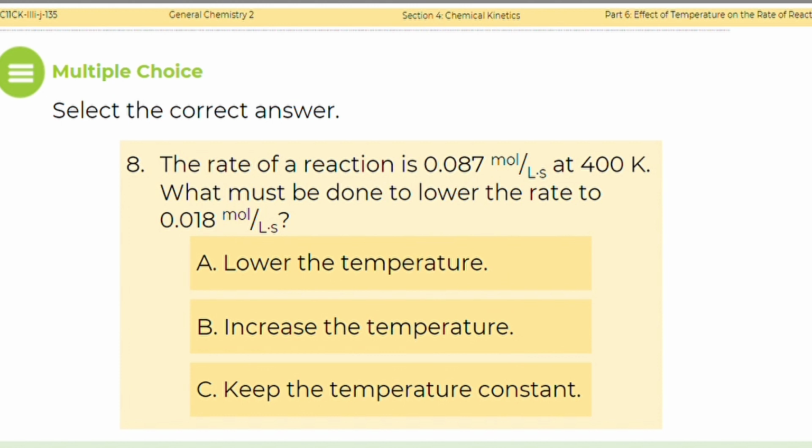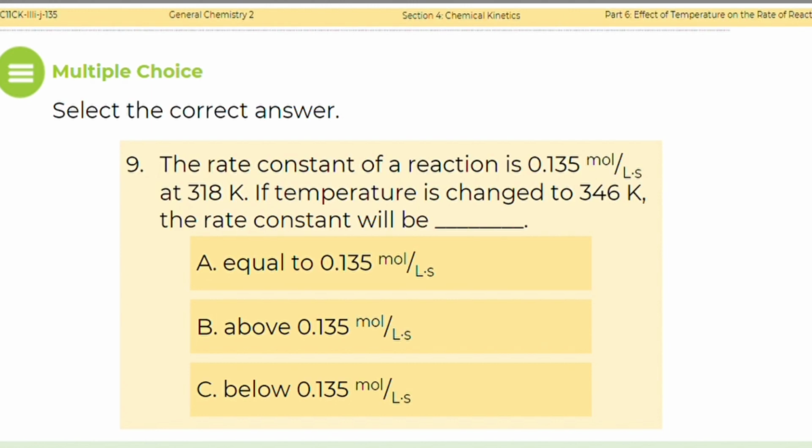Number 8. The rate of a reaction is 0.087 moles per liter second at 400 Kelvin. What must be done to lower the rate to 0.018 moles per liter second? Select the correct answer. Number 9. The rate constant of a reaction is 0.135 moles per liter second at 318 Kelvin. If the temperature is changed to 346 Kelvin, the rate constant will be blank. Select the correct answer.